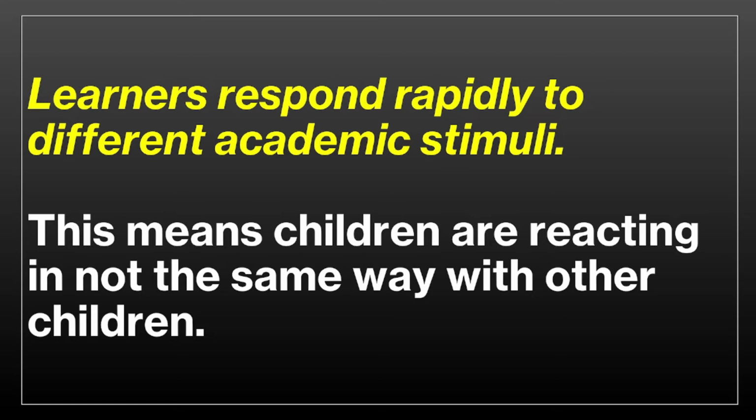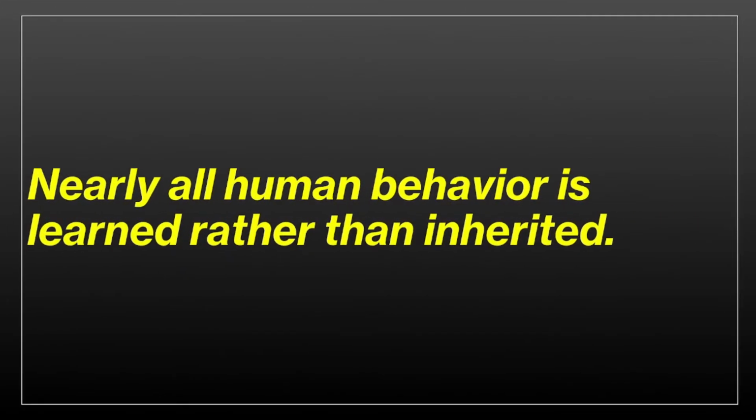Recognizing these reactions allows teachers to adapt their methods to better engage students and foster a more effective learning environment. On the last principle we're going to discuss today, it says here that nearly all human behavior is learned rather than inherited. Stay for a little longer because I'm going to discuss this principle in more detail. Behavior is largely shaped by experiences and interactions rather than solely by genetic inheritance. This principle highlights the role of learning environments and social interactions in developing behavior.